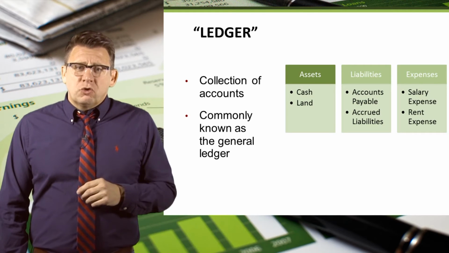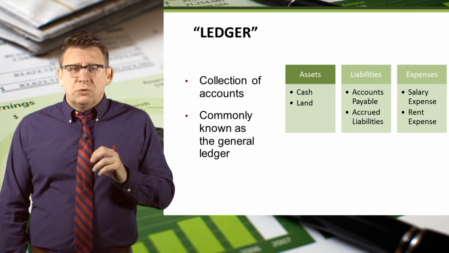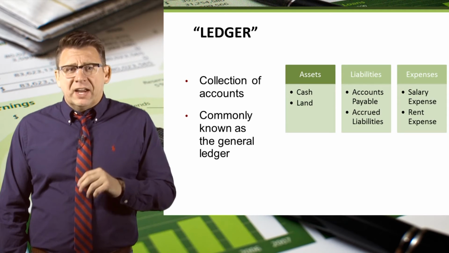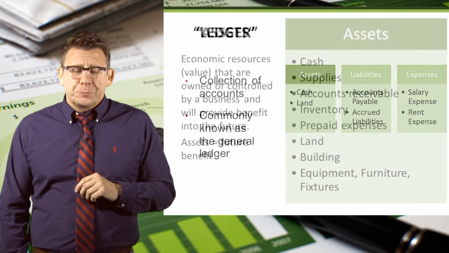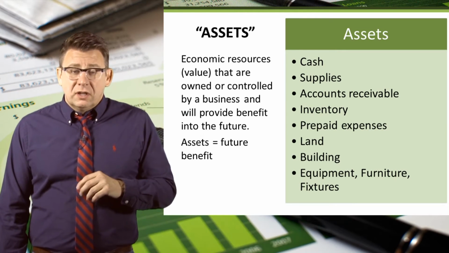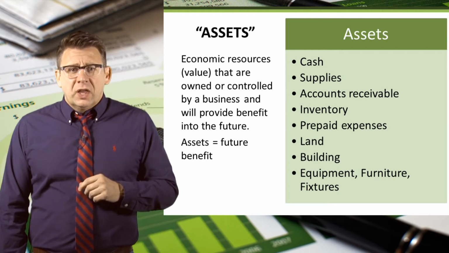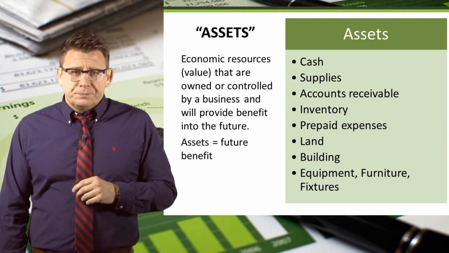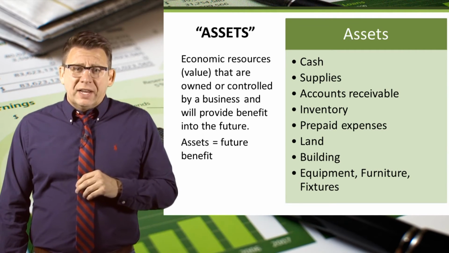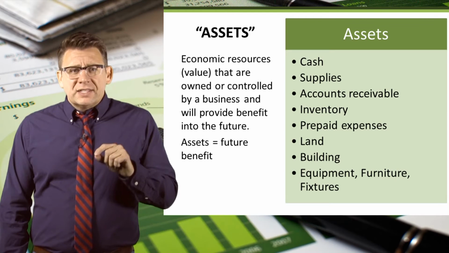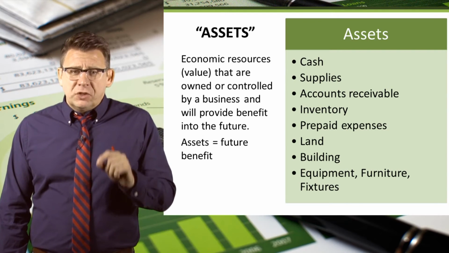Before we end this short video on accounting terms, I would like to revisit a few terms we've learned earlier and define the accounts a little bit better. Assets are economic resources. That means something of value, that are owned or controlled by a business, and they will provide benefit into the future. The key when trying to determine if something is an asset is that assets provide future benefit.